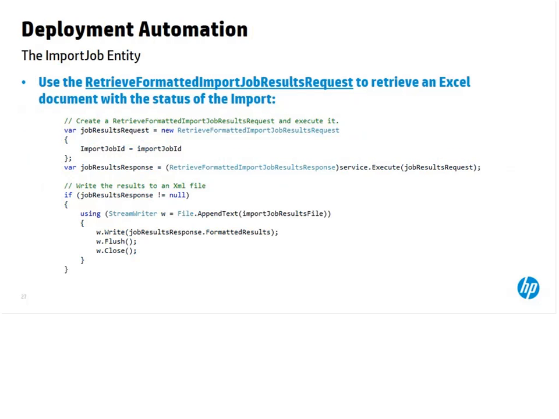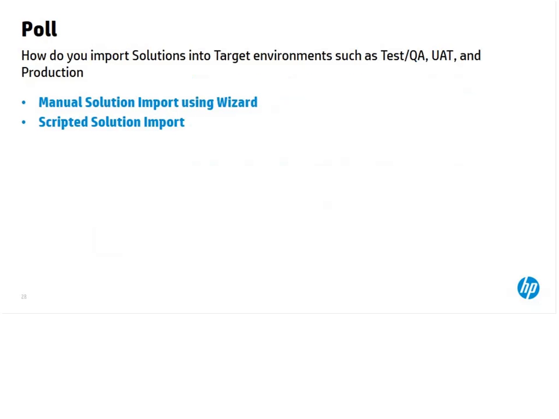Here is a very quick code sample with what is probably a contender for one of the longest request names in the CRM platform, the retrieve formatted import job results request, which allows you to retrieve that Excel file that you'd otherwise get from the import wizard. So you just need the import job ID, which you will get when you import the solution, and then you just get essentially that Excel file, which you can save somewhere in the file system along with your solution file. Very simple and easy example to help you with that automation.